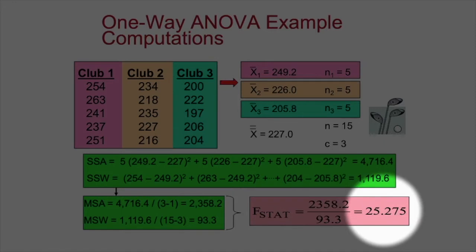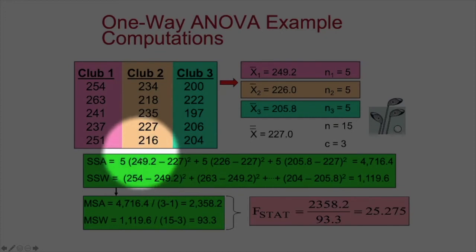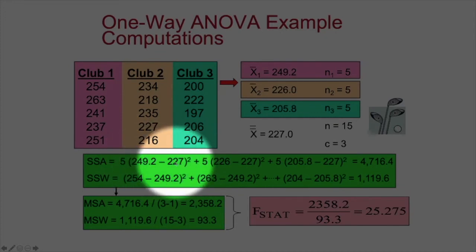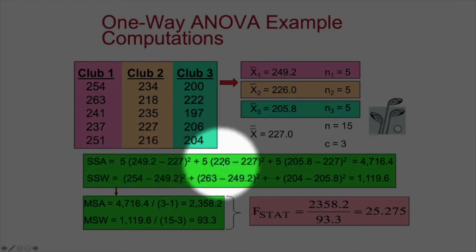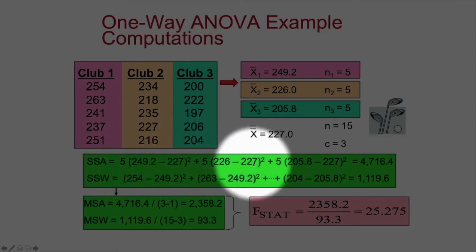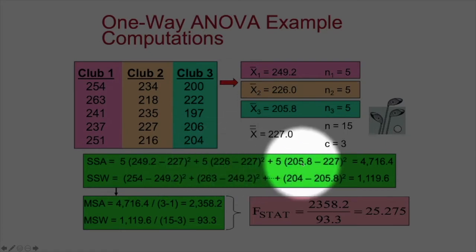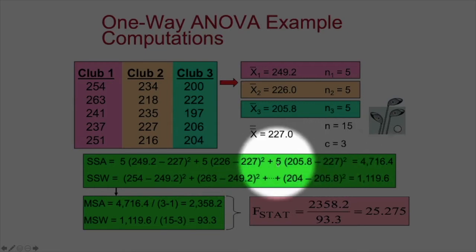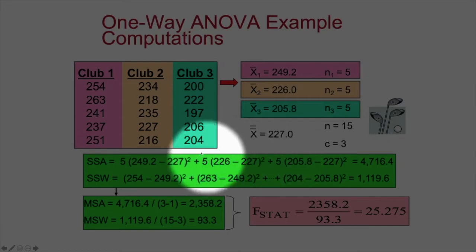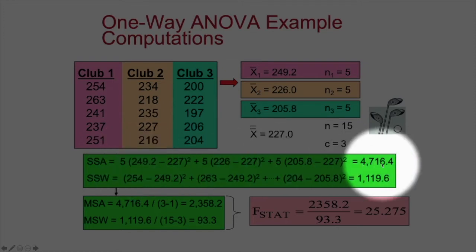So for a little bit more detail, the SSA, the sum of squared among, this is the distance from mean 1 to the overall mean squared times 5, the number of observations in group 1. This is the mean of group 2 minus the overall mean squared times the number of observations in group 2. This is the mean of group 3 minus the overall mean squared times the number of observations in group 3. Here, all 3 groups have the same number of observations, but it doesn't have to be that way. And this is your SSA.